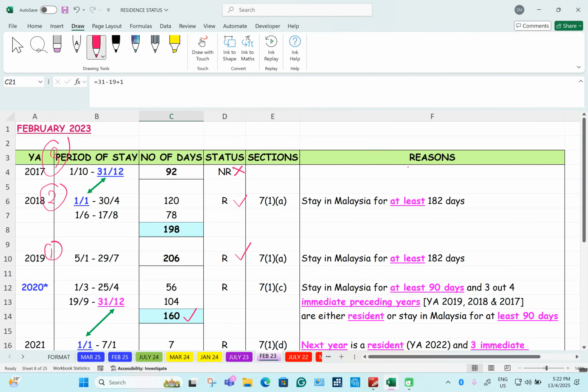Status is NR. However, you have an option. Look at the number of days. Is it at least 90? Yes. Now I got 3. So that's why for YA 2020, the answer is resident.